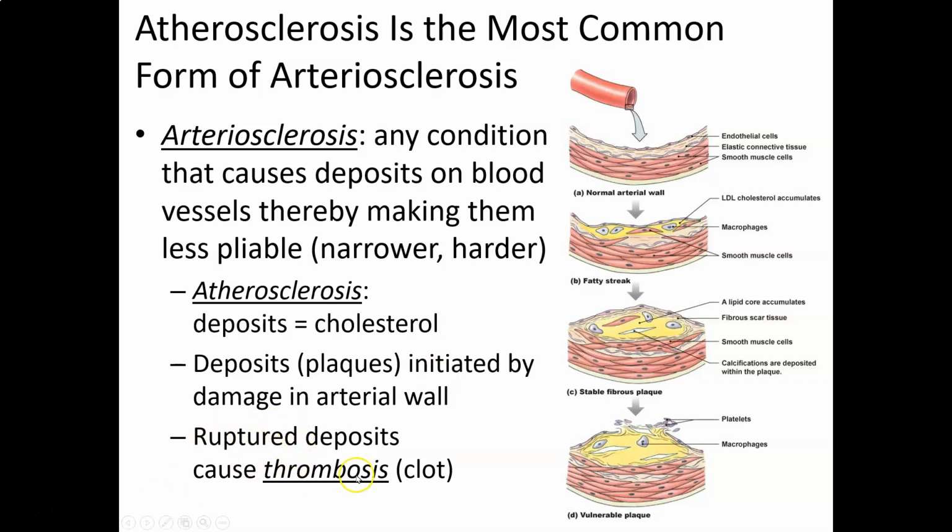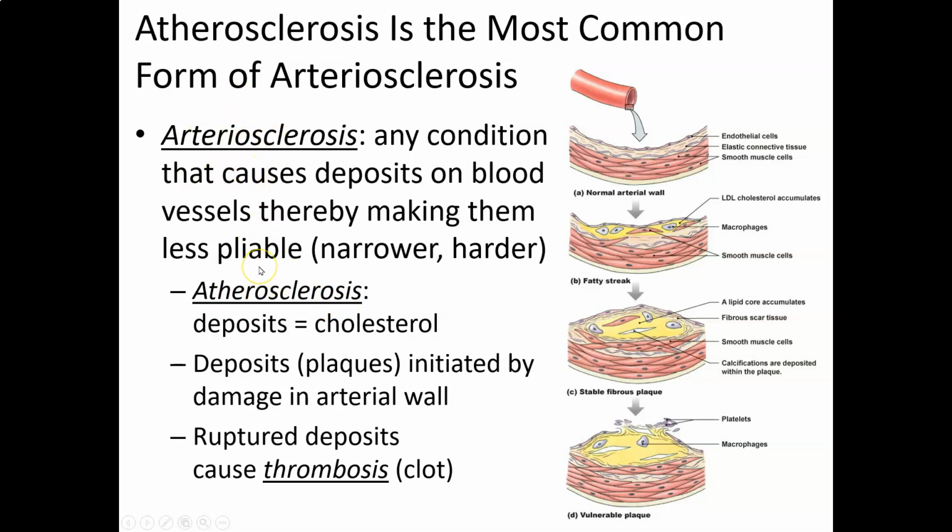It narrows the lumen. We can rupture the deposits and cause a thrombus, or we call thrombosis. That's a stationary blood clot, right? Remember, thrombo means clot. Sometimes they're used interchangeably, but technically, atherosclerosis is not arterial sclerosis, but people use them interchangeably because in most cases they are.